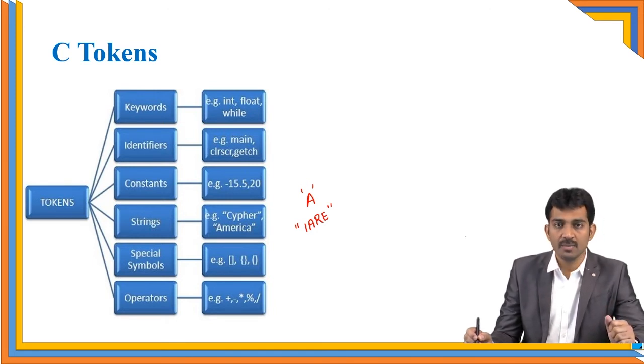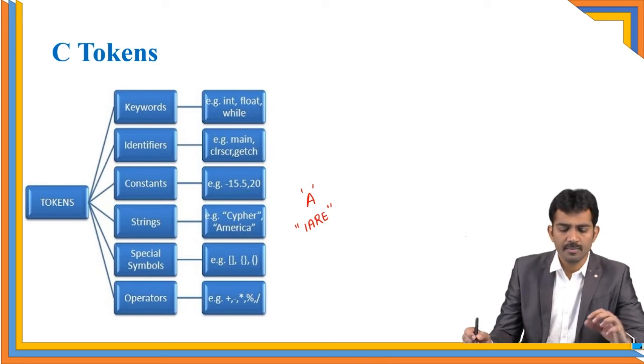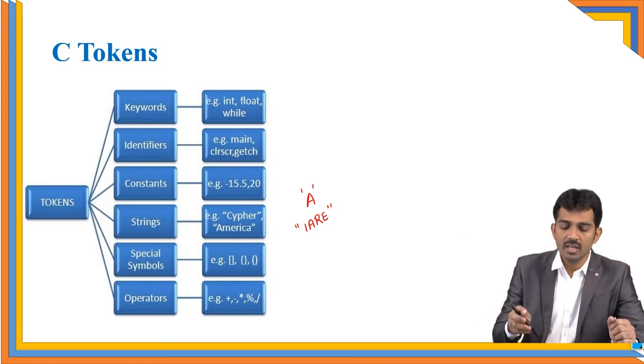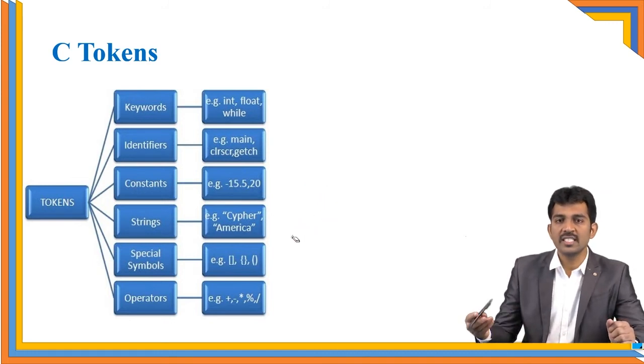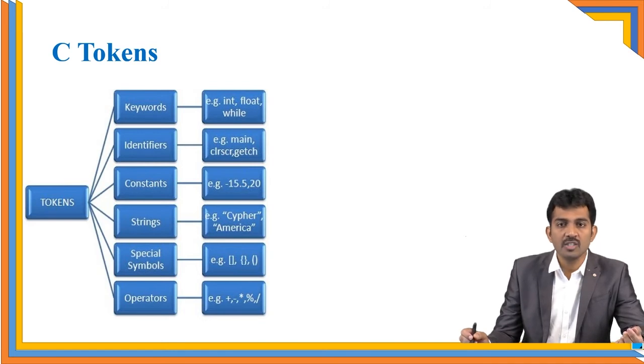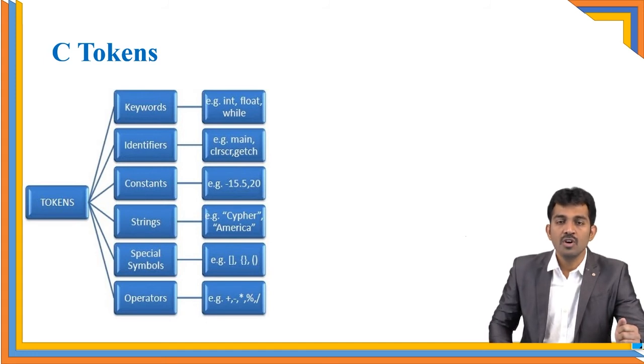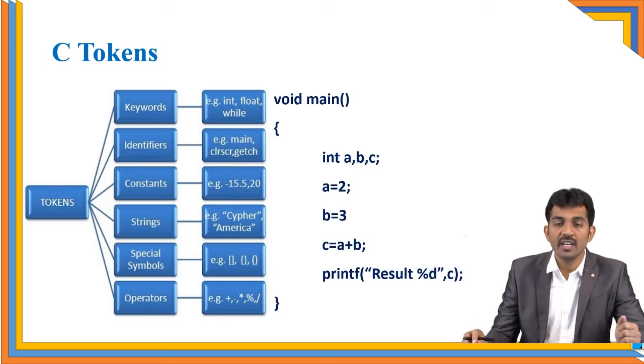Coming to the special symbols, all the brackets, commas, full stops come under special symbols. Coming to the operators, C supports so many operators. We'll see them later. Addition, subtraction, multiplication, all these come under the operators category. Now I'm going to give one small program. Our task is to identify what the tokens in the given program are.